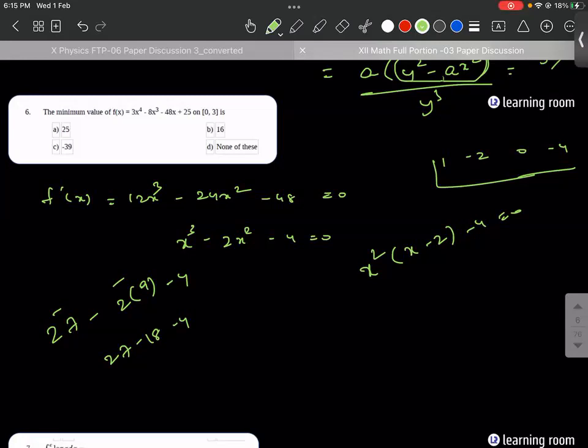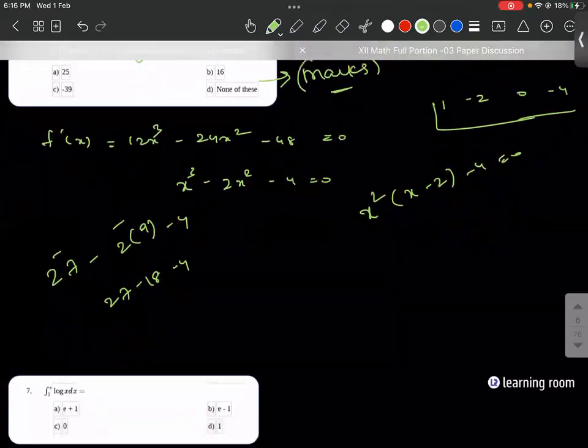I think this problem is right. When will you get 25? When you substitute 0 here, you're going to get 25. When you substitute 3 here, you will not get 25, because it's a symmetric function because of x power 4. I don't think this is worth it. Okay, you should get marks for this.